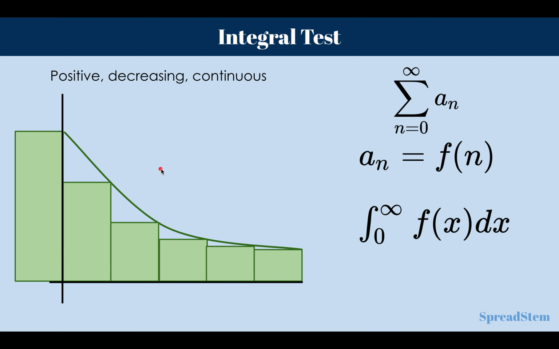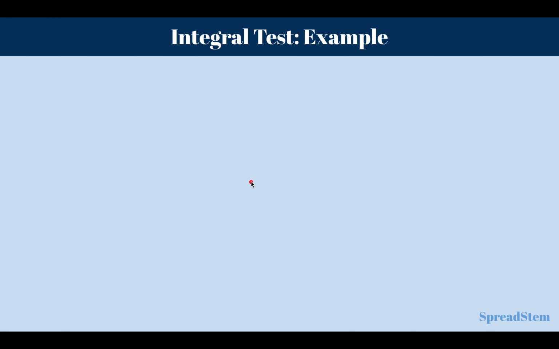Now keep in mind that the integral test doesn't tell you what the integral converges to or what the series converges to, because these values are clearly different. There's just a relationship between them where if the integral of f of x converges, so does the series, and if this integral diverges, so does the series. Now let's take a look at an example.